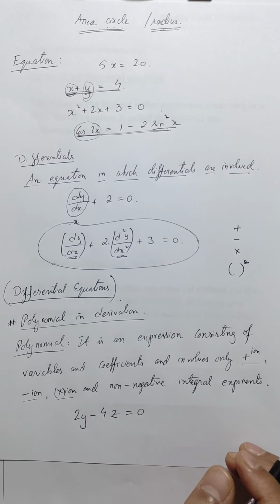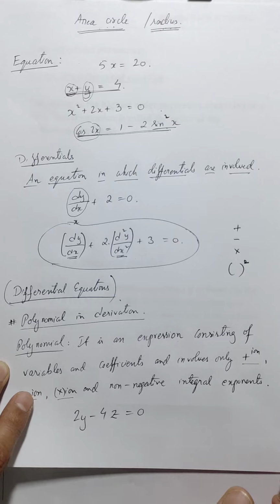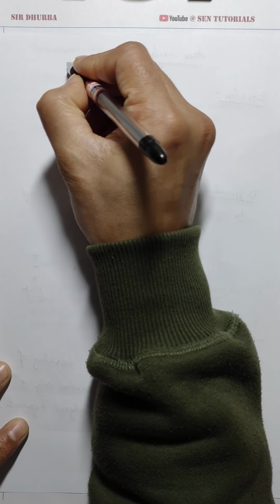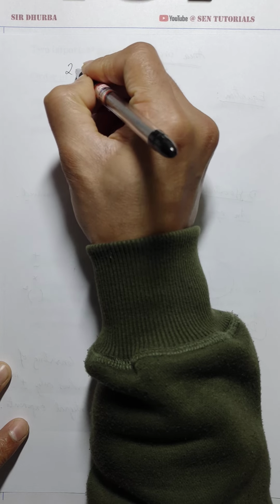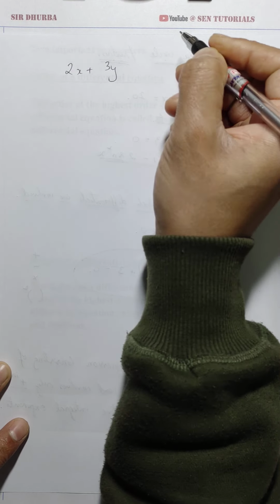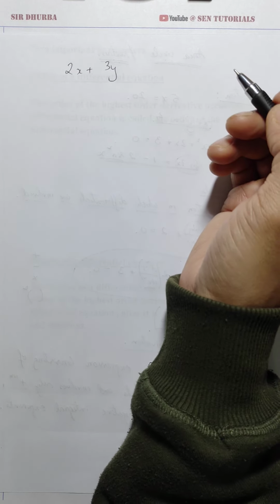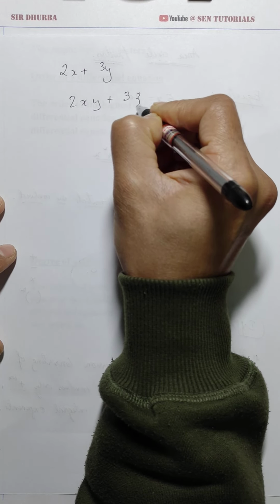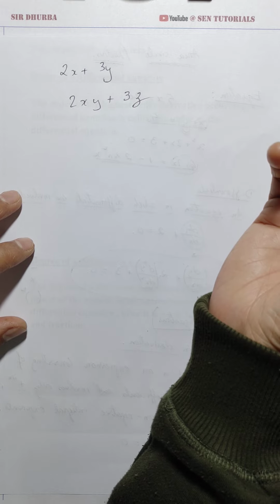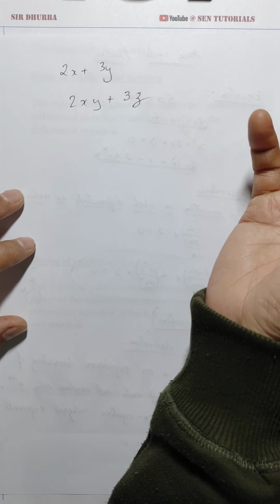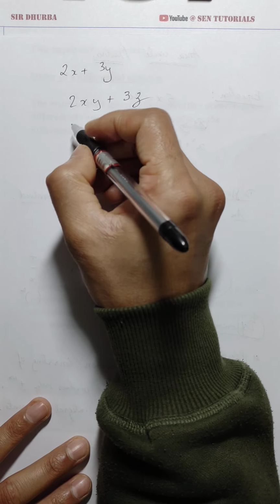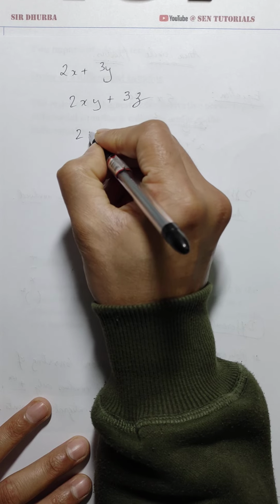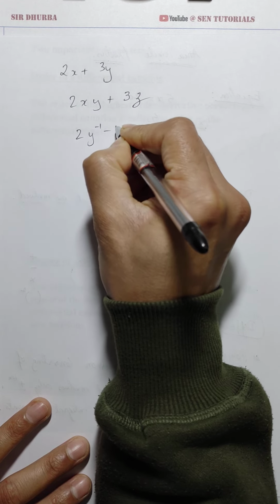So like this is a polynomial, isn't it? Or we can have some more polynomials, like we have done so many polynomials, like 2x plus 3y, this is also a polynomial. 2xy plus 3z, this is also a polynomial. So I think polynomial is clear, but before that, what about 2y power minus 1 minus 4z?